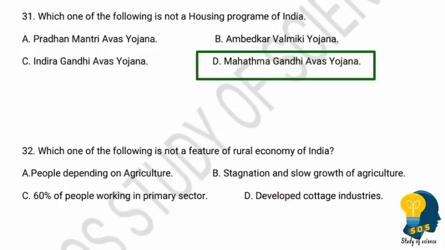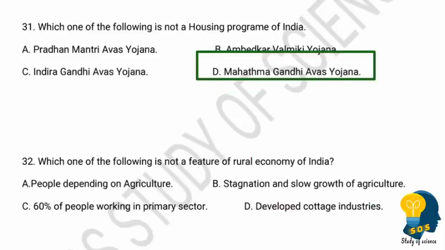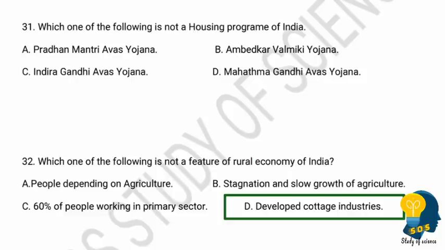Mahatma Gandhi Avas Yojana. Which one of the following is not a feature of rural economy of India? And the options are A. People depending on agriculture, B. Stagnation and slow growth of agriculture, C. 60% of people working in primary sector, D. Developed cottage industries. And the right answer is D. Developed cottage industries.